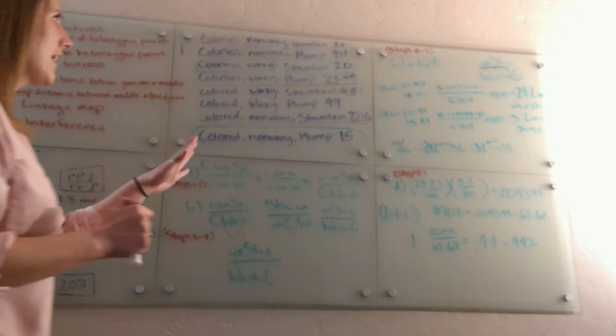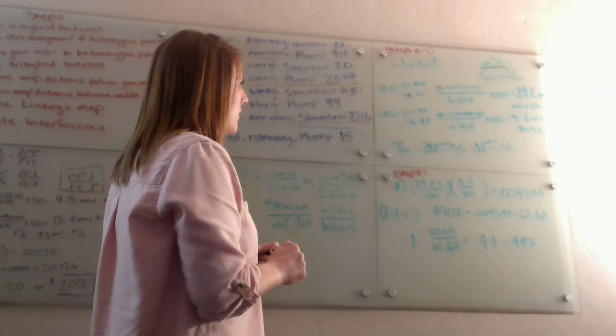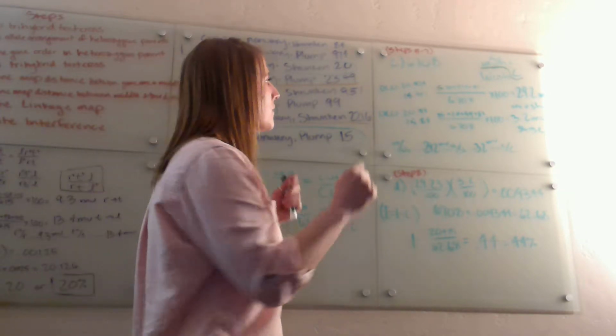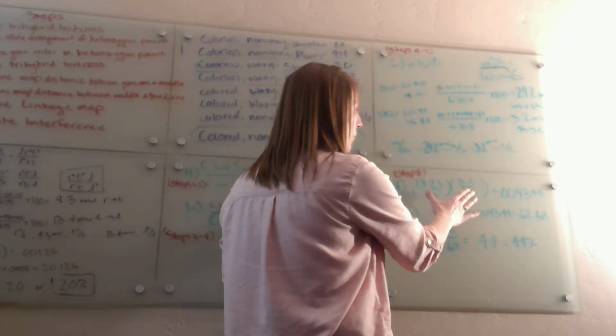And now, okay, so we've just done steps 5 through 7, and now we're going to do step 8. And this is to calculate the interference. So what we're going to do is take those distances that we've just calculated, and we're going to put them over 100 and multiply them together.